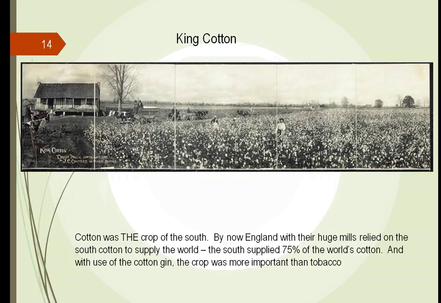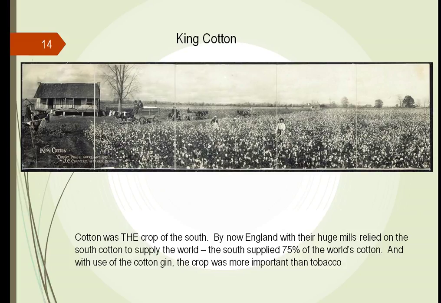Cotton was the king at the time. It was the crop of the United States. Before this, it had been tobacco. But cotton was much easier to grow. Cotton, vast tracts of land could be taken over by cotton.